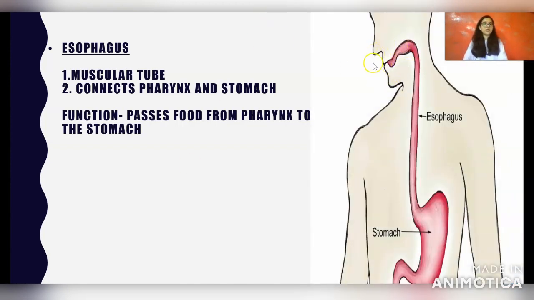First, we have learned that the mouth is the opening, then it opens into the buccal cavity. Here is the buccal cavity. Next is the esophagus. This is also called the food pipe. This is a muscular tube and connects the pharynx and the stomach. Here is the pharynx and this is the stomach. What is the function of the esophagus? It passes food from the pharynx to the stomach.